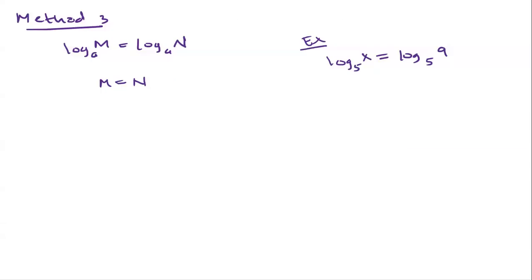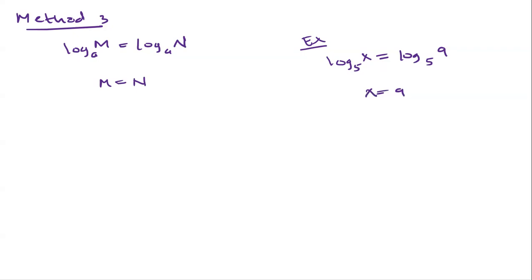Okay, so here's another method. If both of the logs are the same, log base a and log base a, then we can equal the middle. So m equals n. For example, if we have log base 5 of x equals log base 5 of 9, then we can equal the middle. So the answer here would just be x equals 9. That's pretty straightforward.